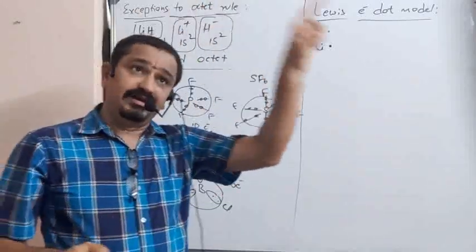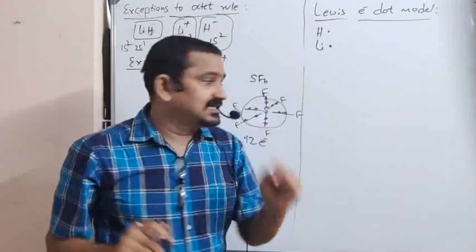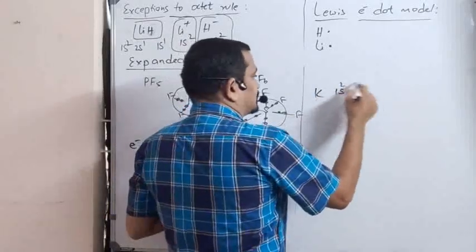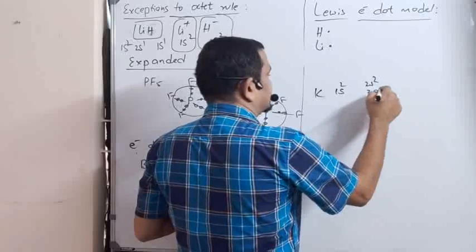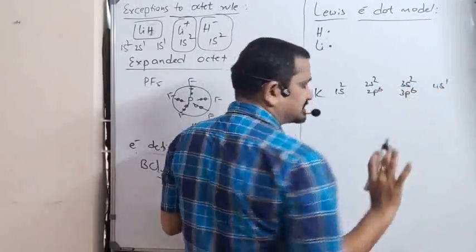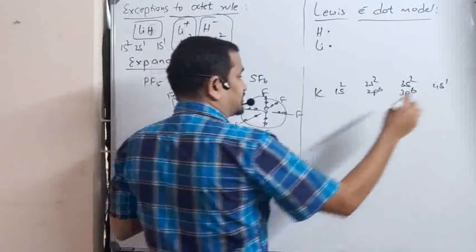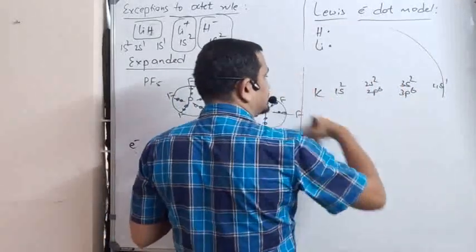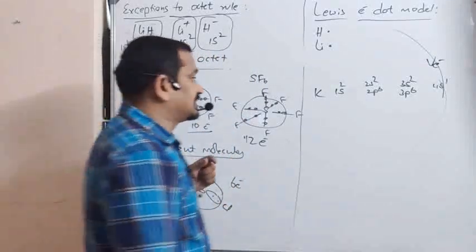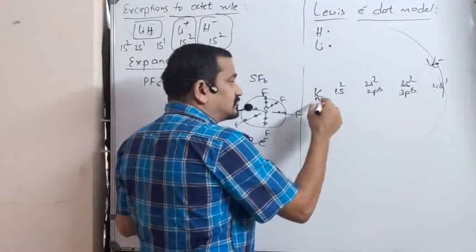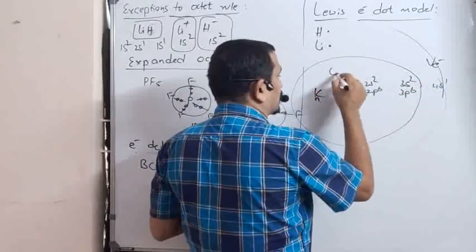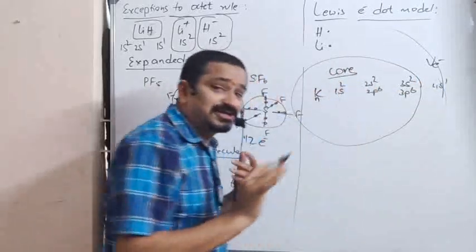The outer electrons are called valence electrons. Suppose you take a bigger atom, potassium: 1s2, 2s2, 2p6, 3s2, 3p6, 4s1. This 4s1 electron is called the valence electron. Here the nucleus will be there, no? This nucleus and the remaining inner electrons are called the core. That's a notation we have to learn.